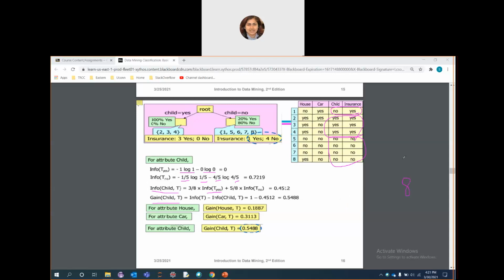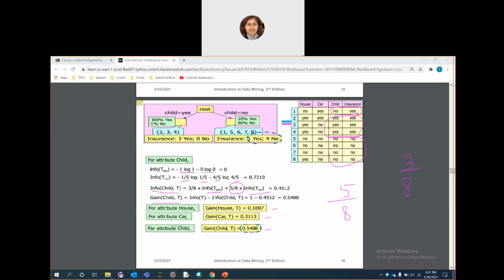We have total 3. So that is why info T will be multiplied with 3 by 8. And how many no's out of 8? We have 1, 2, 3, 4, 5. 5 no's. That is why we have 5 divided by 8 here for T no. In the same way, calculate, find out all the gains.